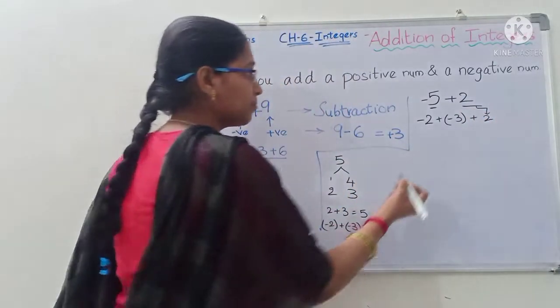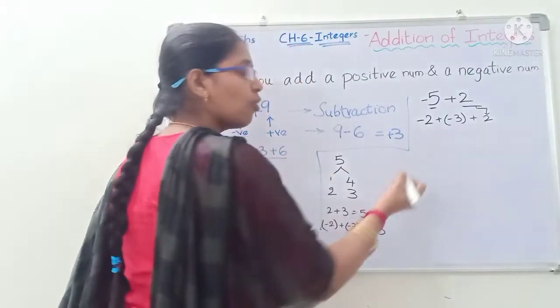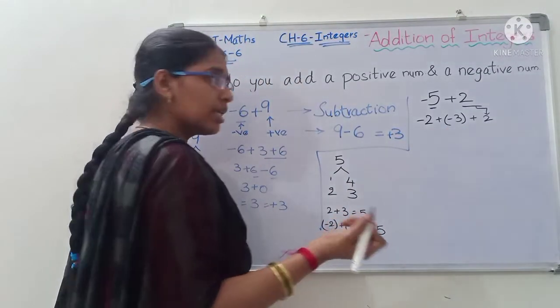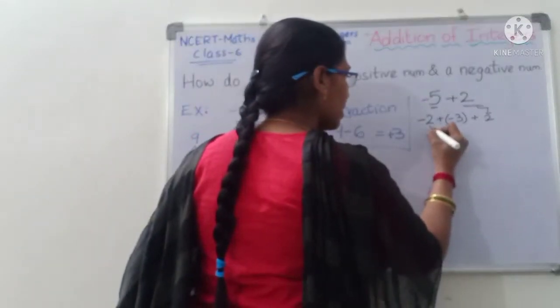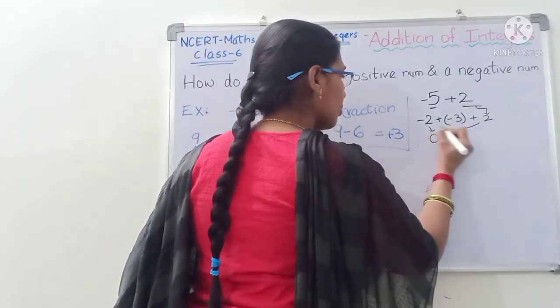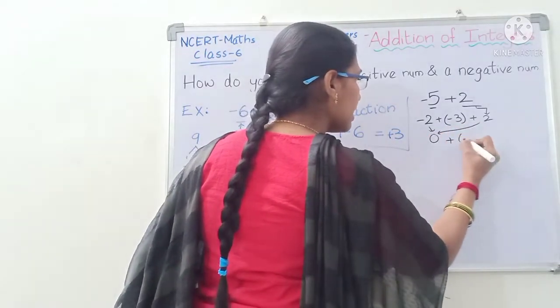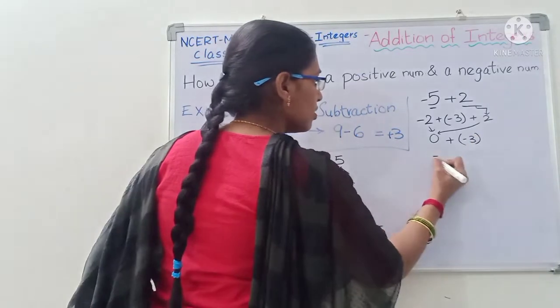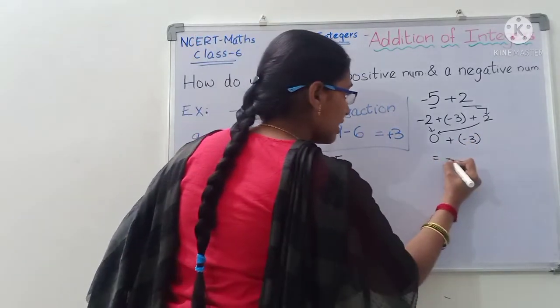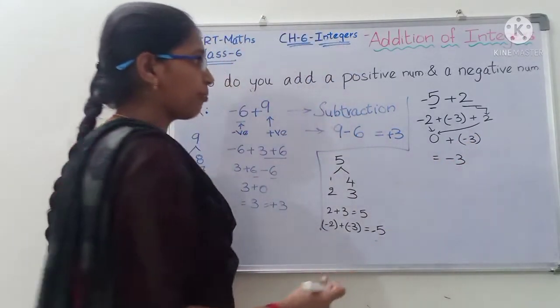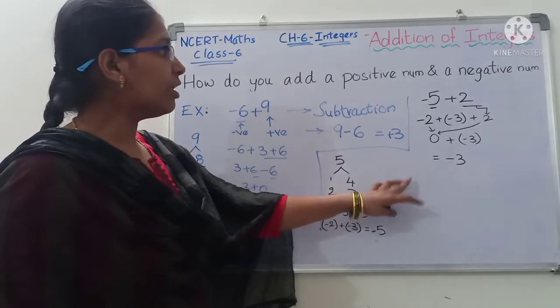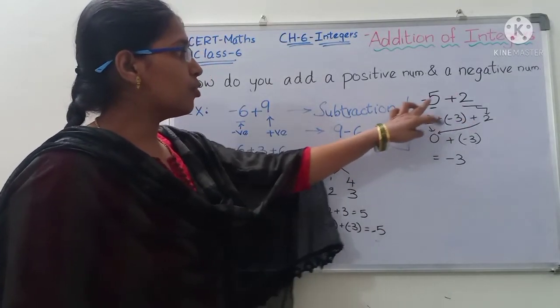Now observe here. 2 minus 2. What is 2 minus 2? Yes, 0. 2 minus 2 is 0. And you have minus 3 as it is. 0 plus minus 3. That means minus 3. So, what did we do here? Minus 5 plus 2.